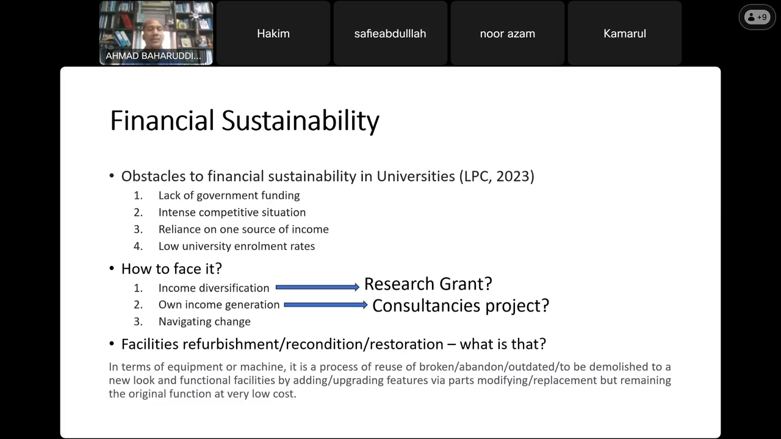So at the moment, how do we face it? In terms of income, nowadays we really rely on research grants. But after this, we probably need to find funding not just from the government, but also from industrial grants, international grants, and so on. Or we probably need to find collaborators from other universities or from industries. And on income generation, as I mentioned just now, there are a lot of consultancy projects out there, but they do not contribute much to research because they are project based. Usually we need to solve an industrial problem, and nothing much can contribute to research purposes.